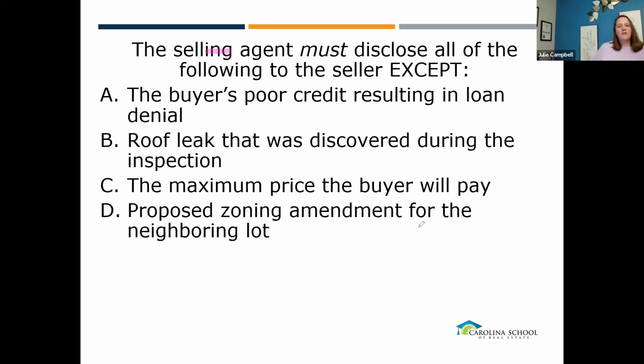So we got loan denial. The roof leak that was discovered during the inspection. So again, we go under contract. The buyer has a home inspection done. It was discovered that there was a roof leak. Y'all don't assume sellers go in their attics. Don't assume homeowners go in their crawl space. There could have been a roof leak there all along that they didn't discover until the home inspector went in.